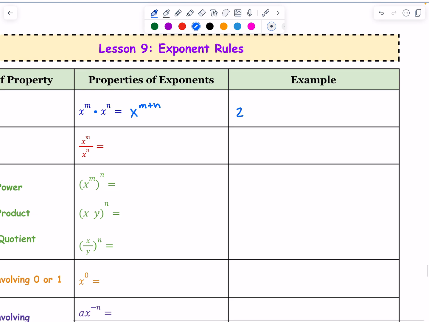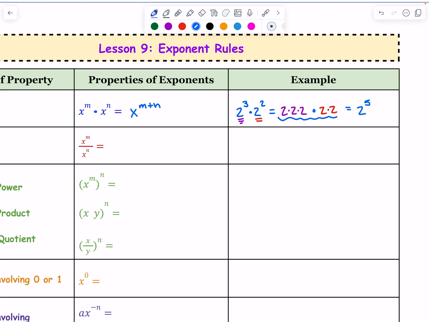So if we have 2 cubed times 2 squared, you want to think of what those exponents mean. When you have a power of 3, it means that you're going to write that times itself 3 times. So I'm going to write this first 2 in purple. So 2 times 2 times 2 is what 2 cubed means. But then we're multiplying that by 2 squared. So that's 2 times another 2. And so notice it does work out that you end up with 5 2's.